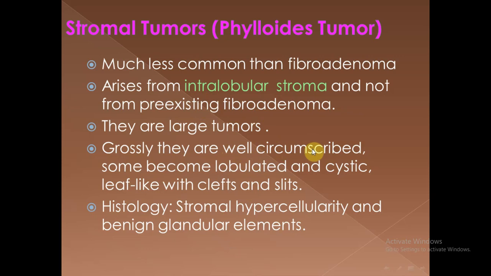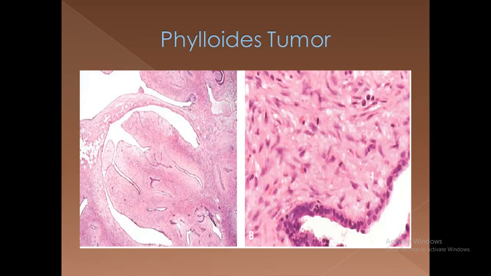Grossly, it is well circumscribed, and it can be lobulated and cystic, leaf-like with clefts and slits. Histologically, we have two components also: the epithelial component and the mesenchymal, stromal, spindle cell component. What makes me distinguish Phylloides tumor from fibroadenoma is the overgrowth of the stroma over the glandular component. The amount of stroma is greater than the glands, which become small in size and widely separated. The predominant type of tissue is the mesenchymal tissue, the spindle cell stroma.